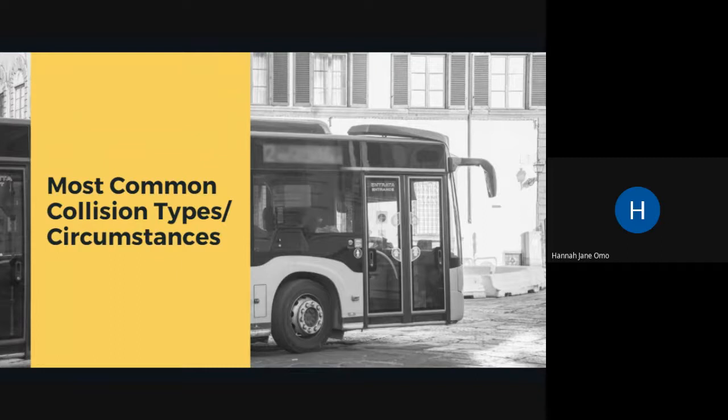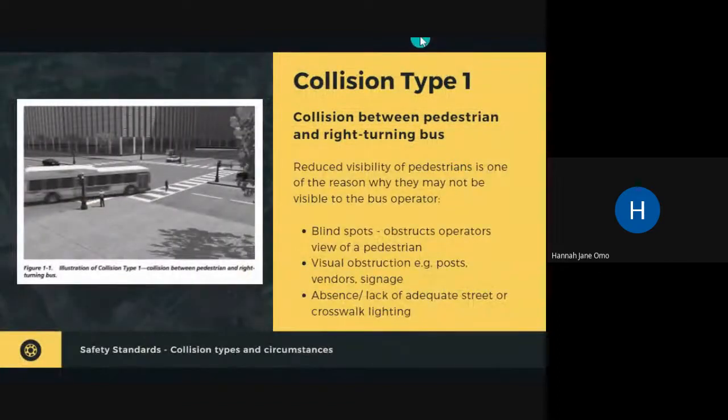Good morning. Next slide. For this section, we will discuss the most common collision types or circumstances. Next slide, please. So the first collision type is collision between pedestrian and right-turning bus. This usually happens when the pedestrian darts out of parked cars or when they're crossing an intersection.